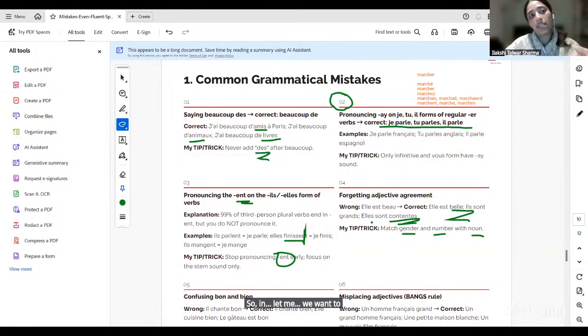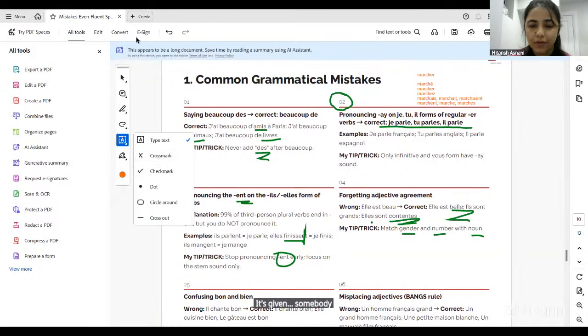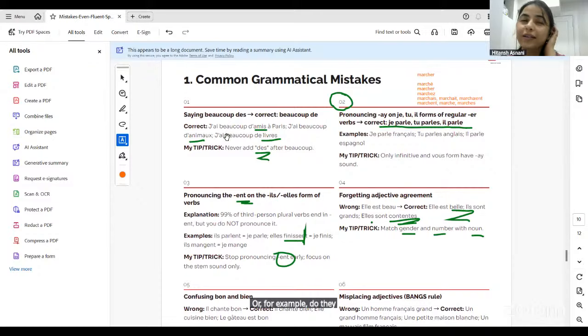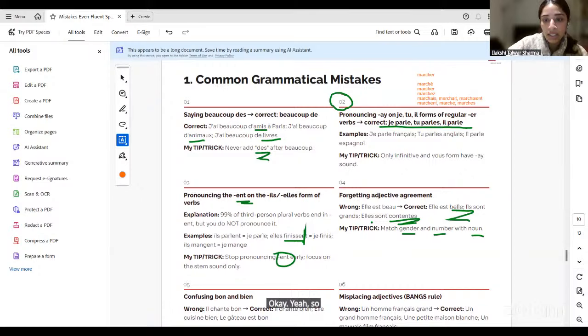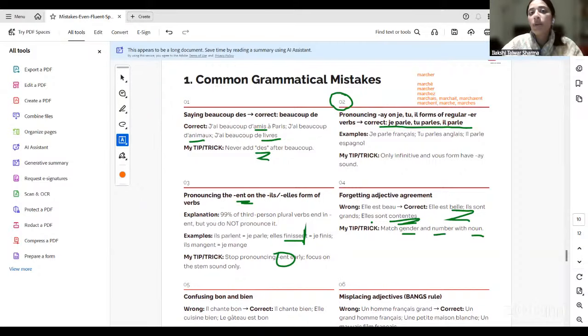We want to put that on the chat, so let's address it from there. Somebody has given that, but again, I will put that. Okay, it's on the chat. I don't see it yet, but I'm happy to look at it. Or, for example, do they provide that provision like fournissent-ils, suppose? Yeah, so here in this case, you're talking about inversion, right? So in inversion, the T and the I will connect. Finit-il, the sound will connect because it is inversion. Here you will connect the sound.